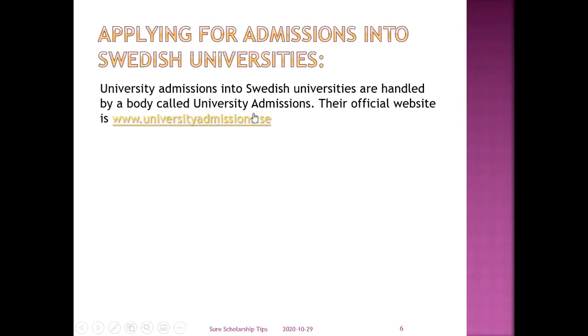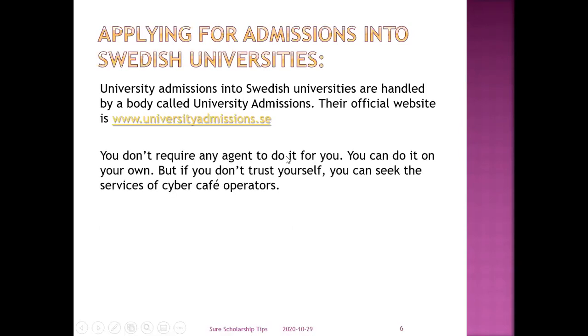University admissions into Swedish universities are handled by a body called University Admissions, as most of us would have already known. Their official website is www.universityadmissions.se. As we can see on the screen here, this is their official website. In Nigeria, we can say that University Admissions is analogous to JAMB, which is responsible for admission there. Here in Sweden, the body responsible for this is called University Admissions. They handle the application process for admission for all the schools, including bachelor's and master's.